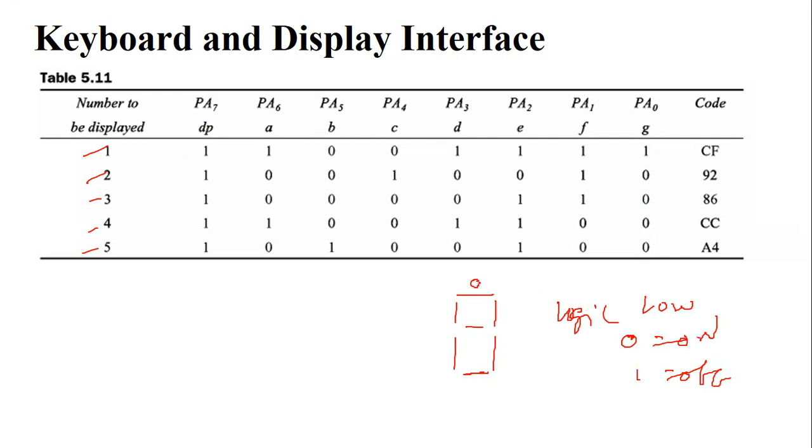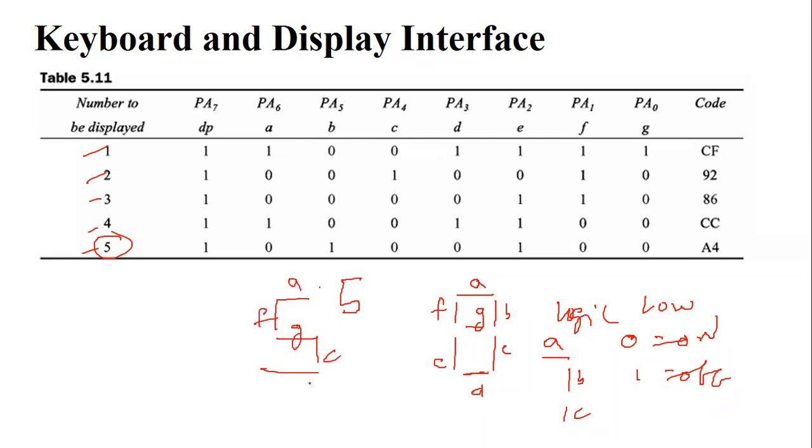So this is A, B, C, D, E, F, and this is G. Whenever I want the number 7, which segments am I going to turn on? A, B, C. I want A, B, C to be on. For supposing the problem asks for 5, I think 5 is like this: nothing but A, F, G, C, D.